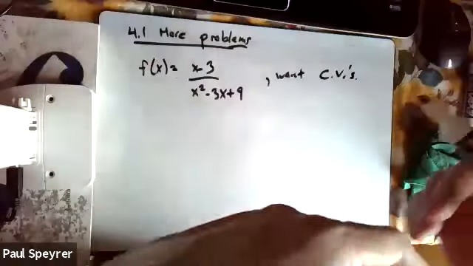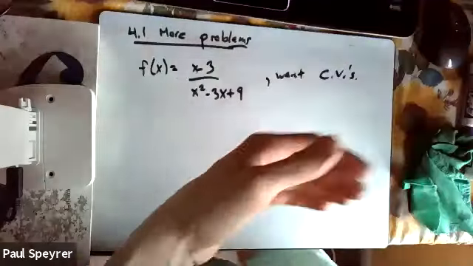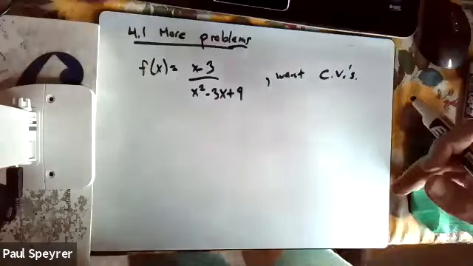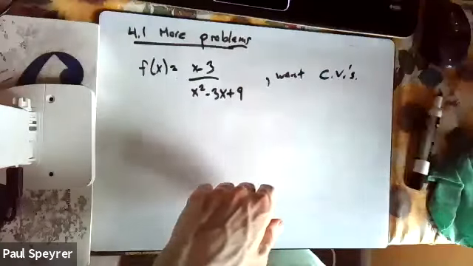Where do critical values come from? It comes from the derivative, right? When you set the derivative to 0 and you solve for x, whatever makes that 0 or undefined, those are the critical values. So let's figure that out right here.